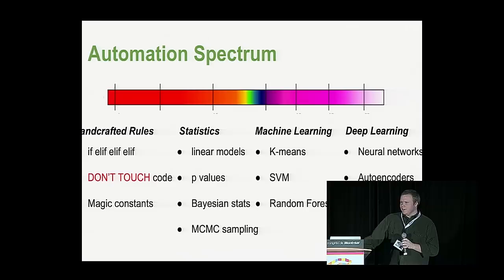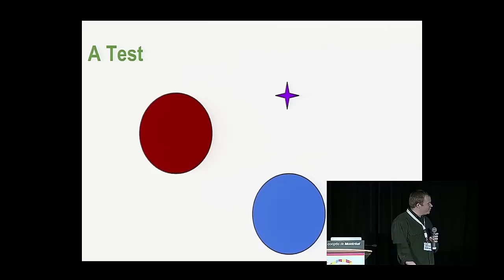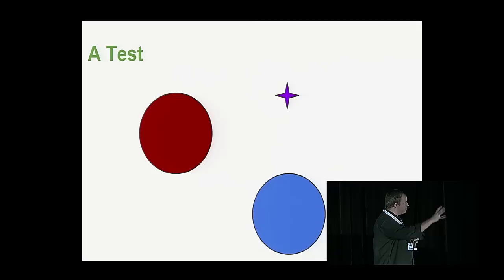Okay, so let's do a simple test. Imagine that the red blob is something that came from your data set with a label yes, and the blue dot is something that came from your data set with the label no. Life is good, you're happy. You get a third data point. It's the purple star. What do you do?